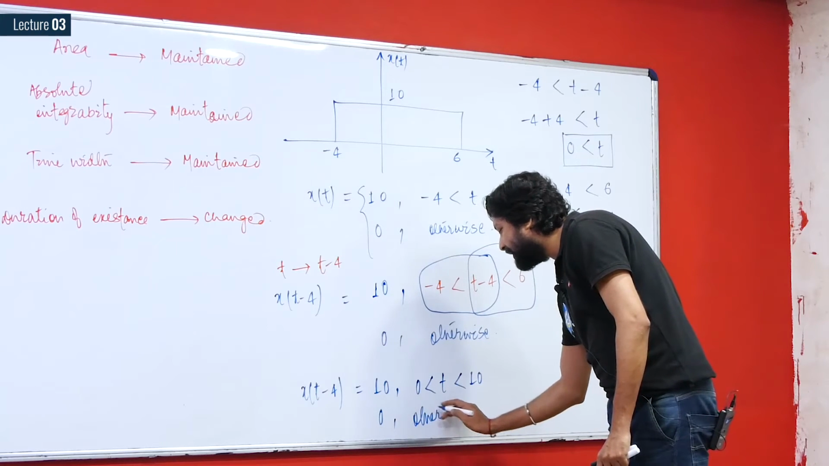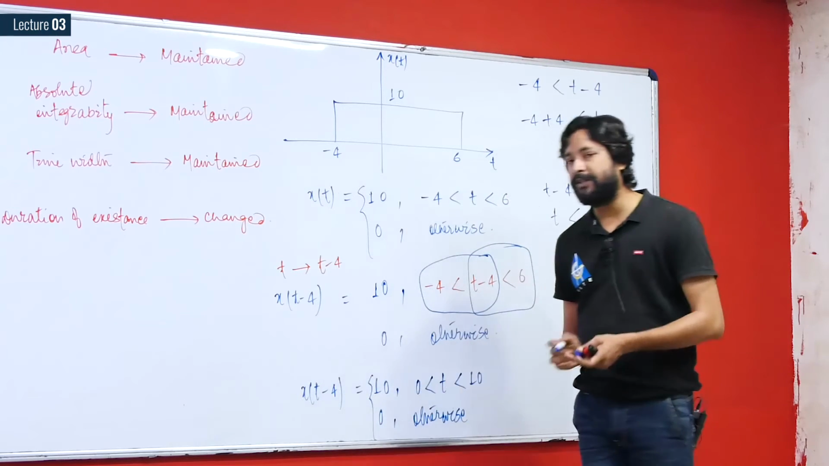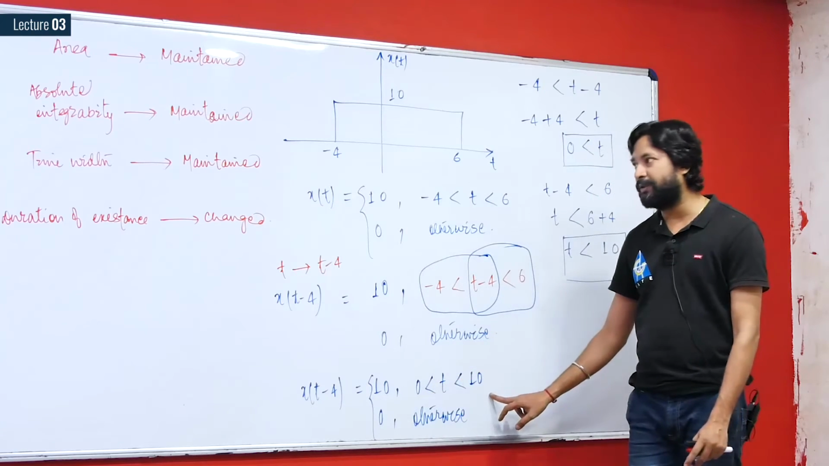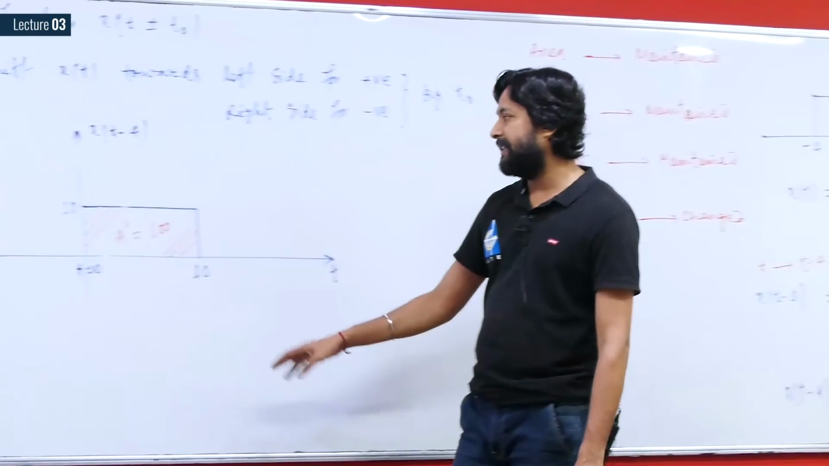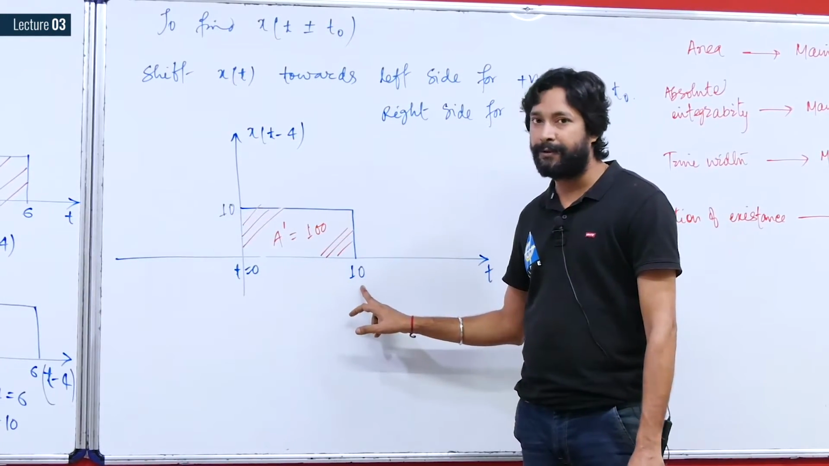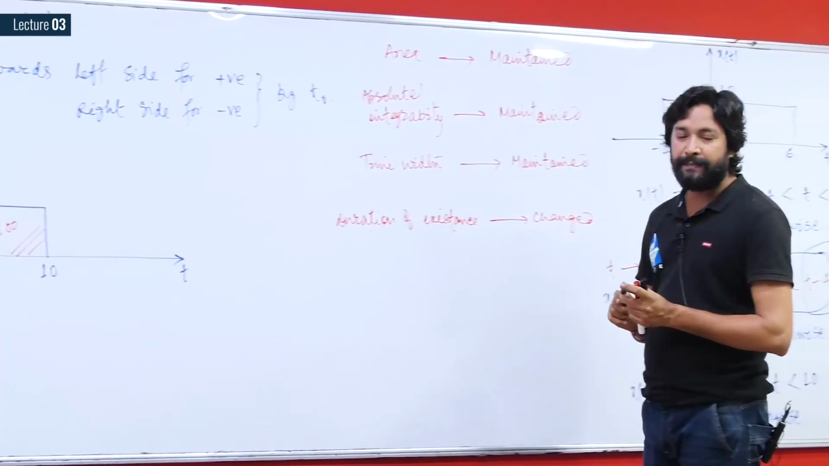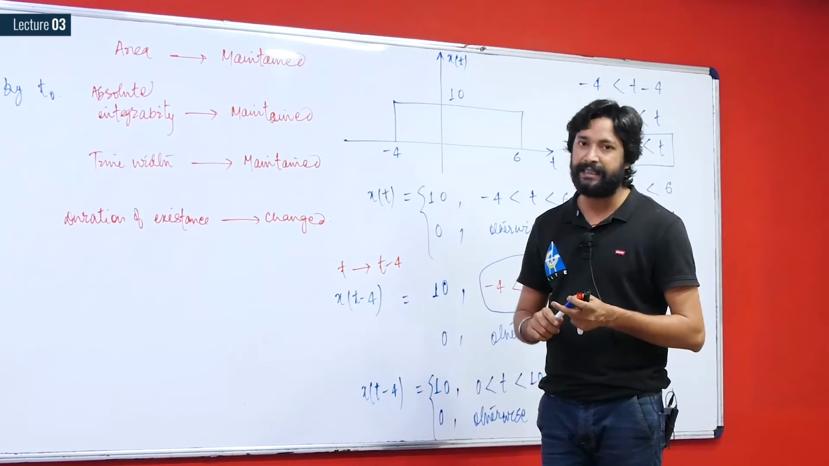If you are going to plot this signal x of t minus 4, which has value 10 but only in the duration 0 to 10 seconds, then you are going to get nothing but this signal that we have just obtained. It is x of t minus 4 which has value 10 only between t equals 0 to 10 seconds. So that is the meaning of replacement of signal that you are going to use everywhere whenever you are performing any time related operation.